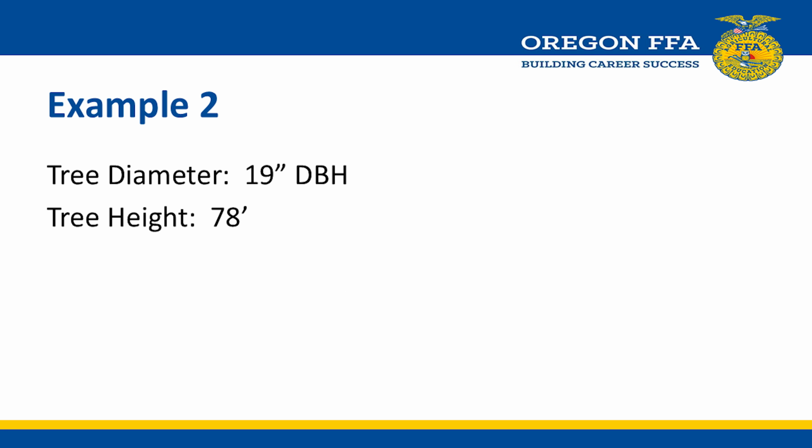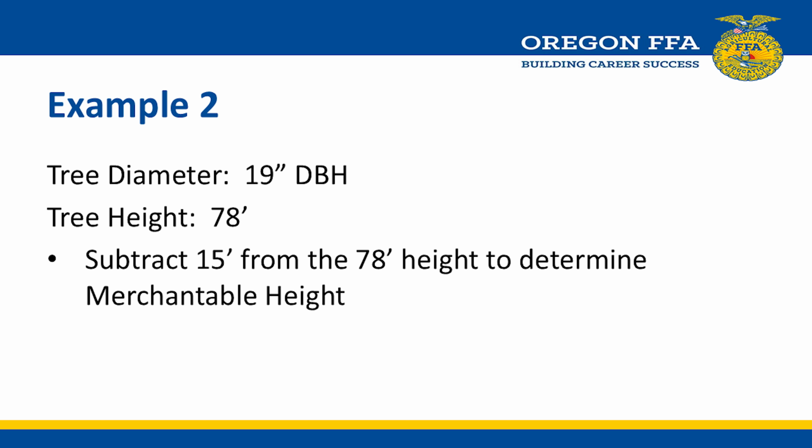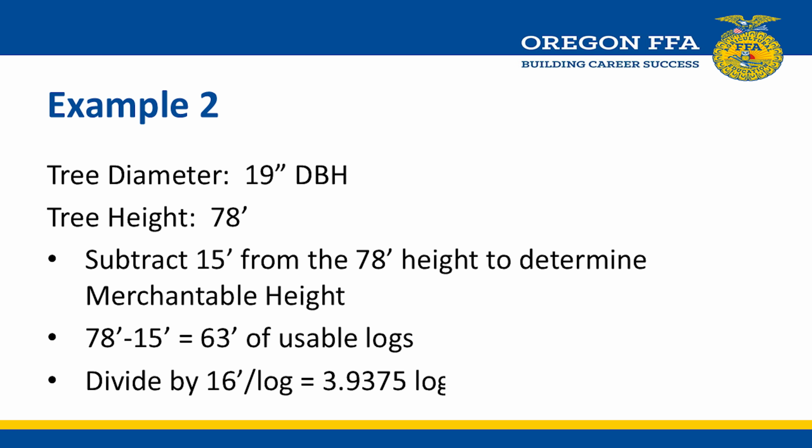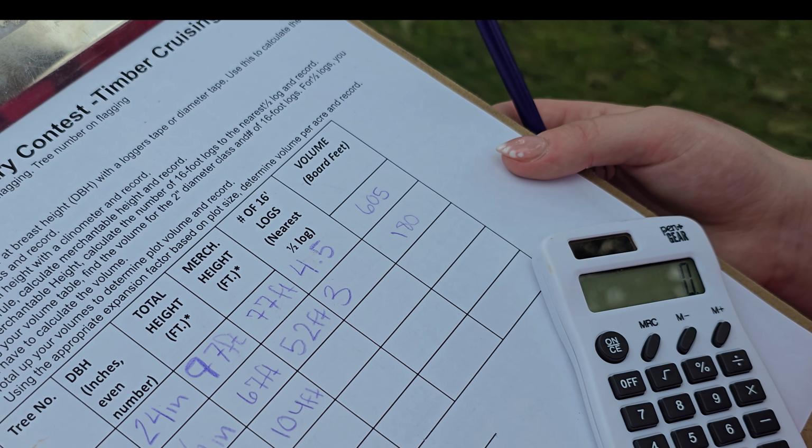Here's another example. This tree has a DBH of 19 inches and a total height of 78 feet. Since the DBH is under 20, we subtract 15 feet, giving us a merchantable height of 63 feet. Divide 63 by 16 to get 3.93 logs, which we always round down, in this case making 3.5 logs. Now that we know the number of logs in this tree and we have the original diameter, we can figure out its volume. Let's see what this actually looks like.